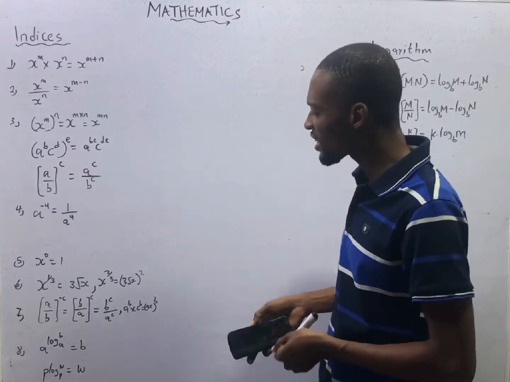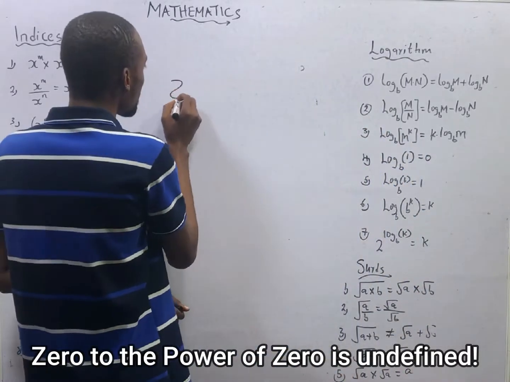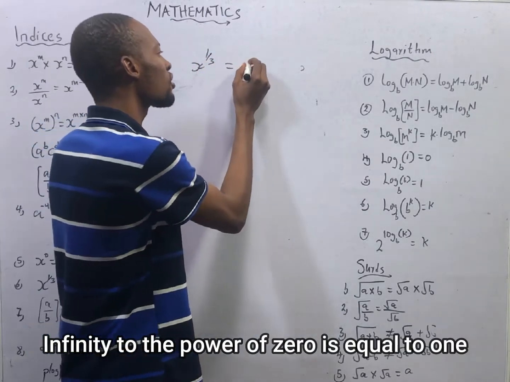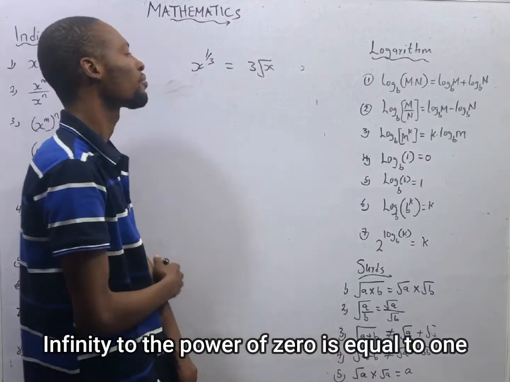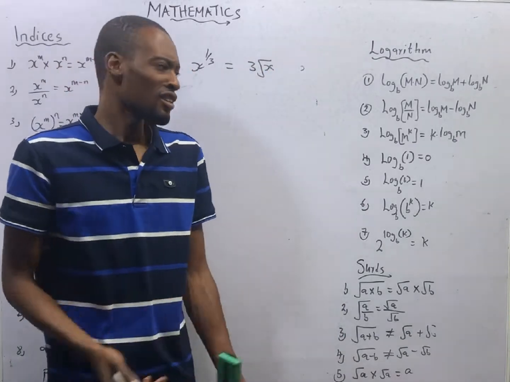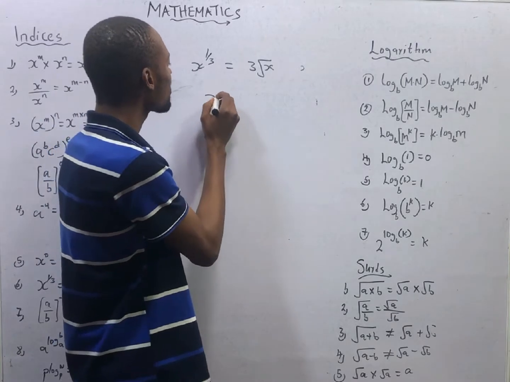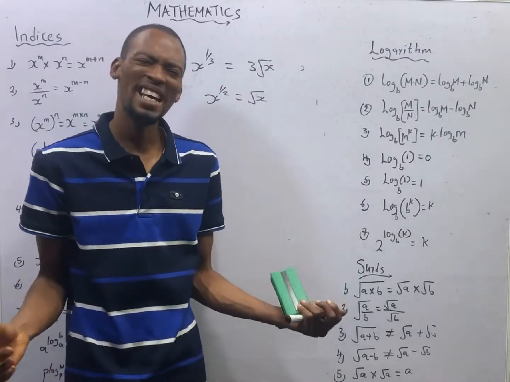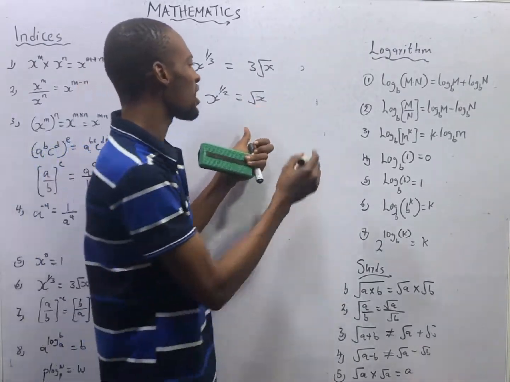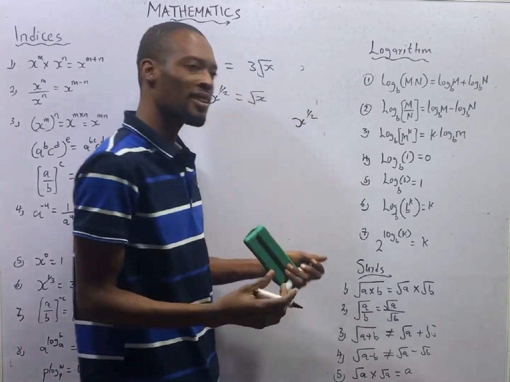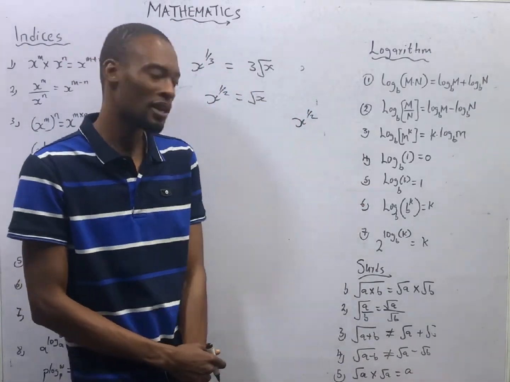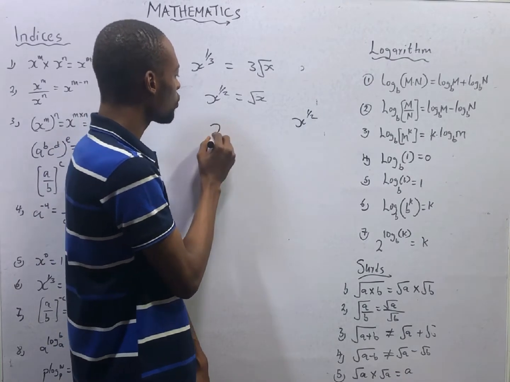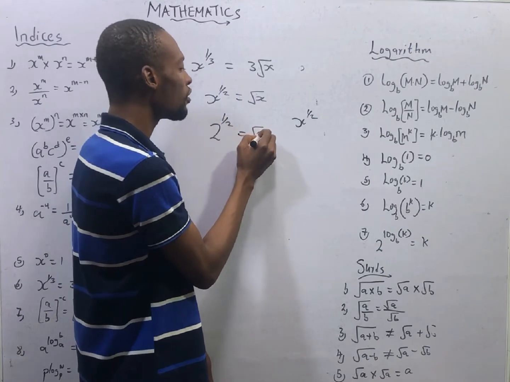The 36th law says that if you have s raised to the power of 1 over 3, this is the same thing as cube root of s. If you have s raised to the power of 1 over 2, this is square root of s. It implies that anytime I give you square root of s, you can change it to s to the power of 1 over 2. Let's change s to a meaningful number. If I say 2 raised to the power of 1 over 2, this is square root of 2.